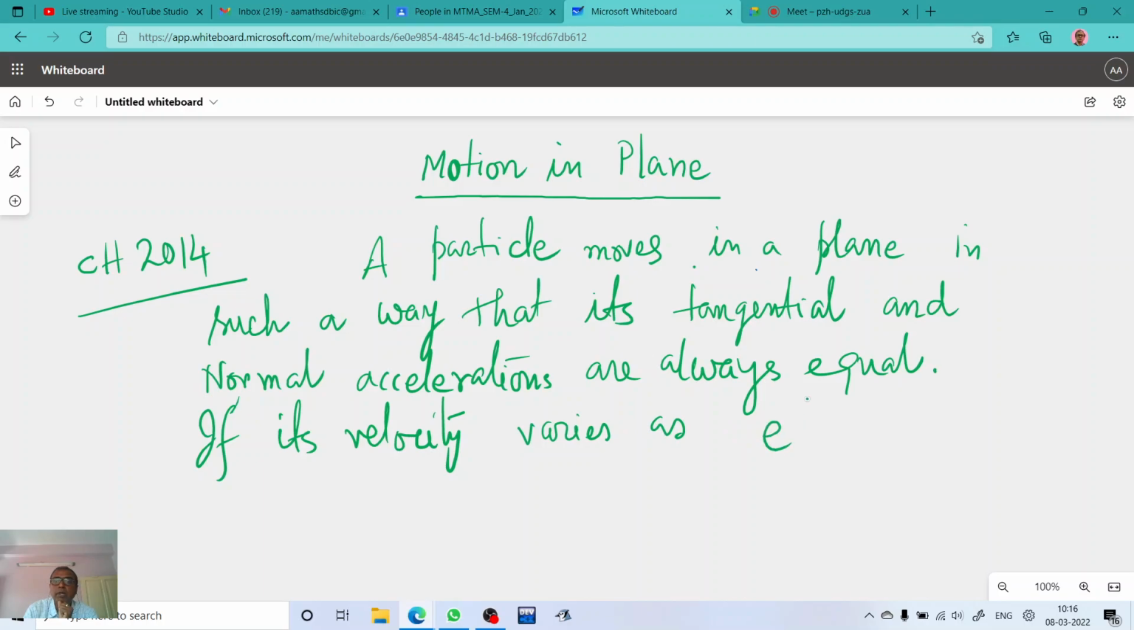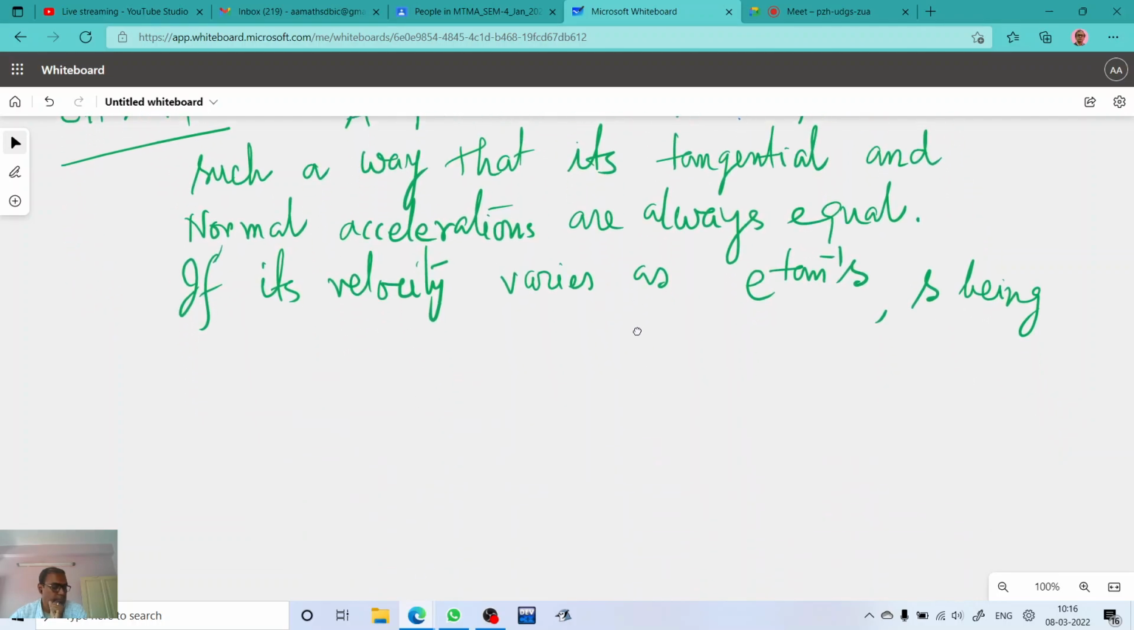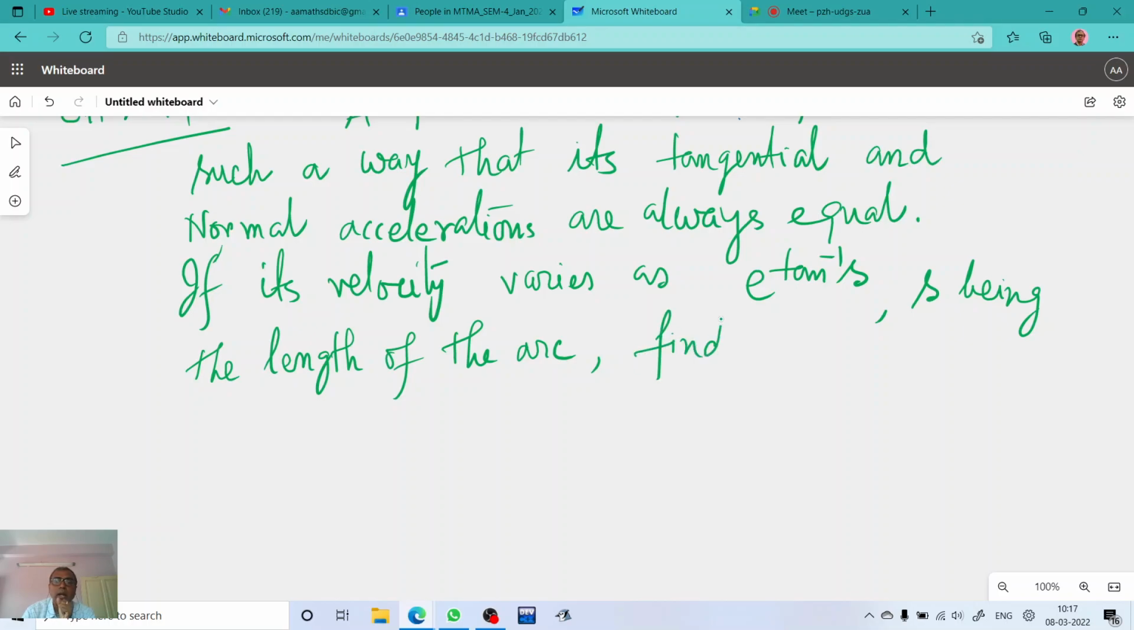Velocity varies as e to the power tan inverse s, where s is the length of the arc. Find its path.